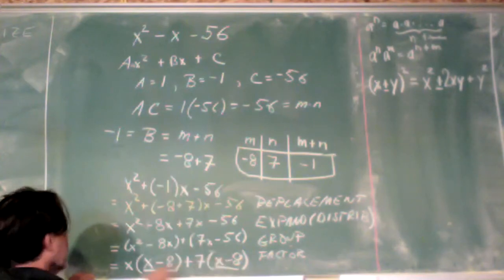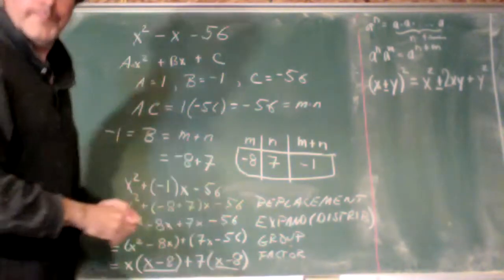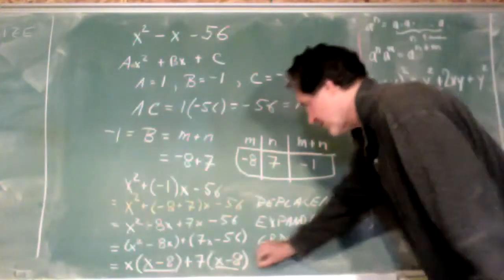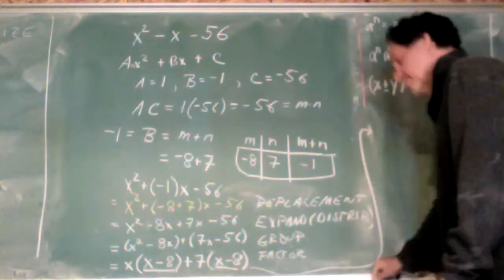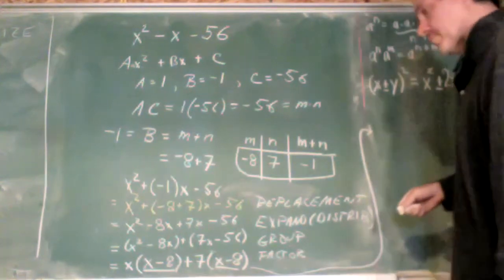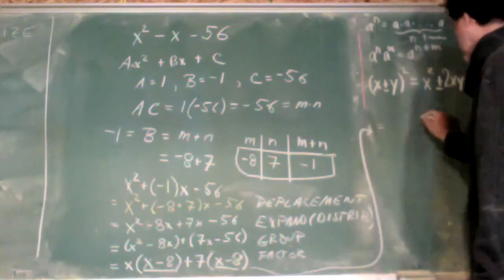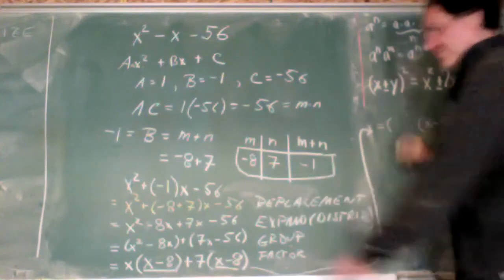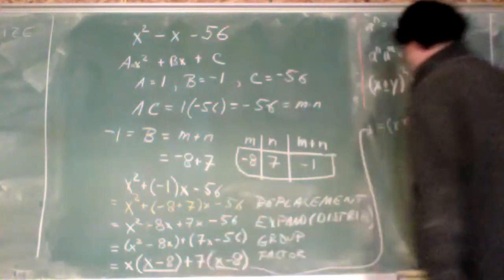We now have a common factor of X minus 8 between our two terms. So after factoring, we take out the X minus 8. And what do we have left in that first term? An X. What do we have in the second term? Plus a 7.